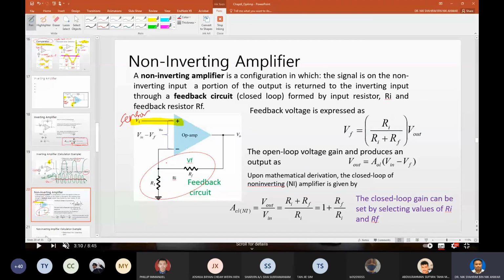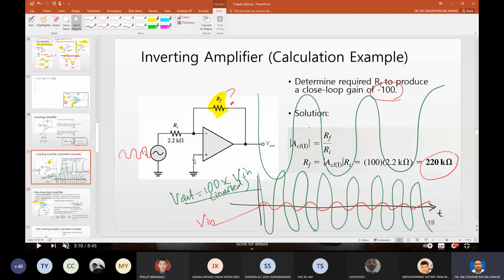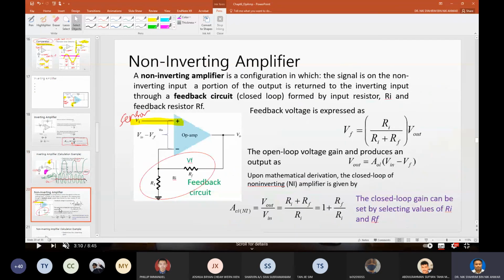So if you want to easily memorize or differentiate between inverting and non-inverting amplifier, you see, for inverting, it's always the non-inverting input, the positive input, that will be grounded. But for non-inverting amplifier, now the negative input or inverting input will be grounded. So the rest is just formula.